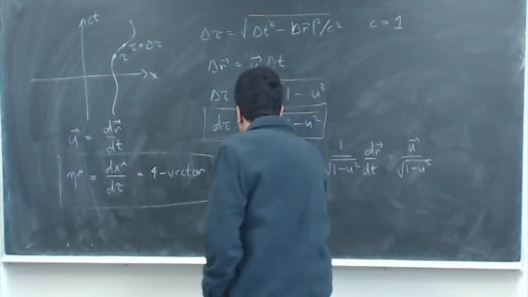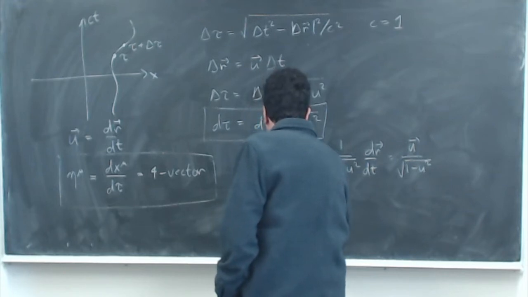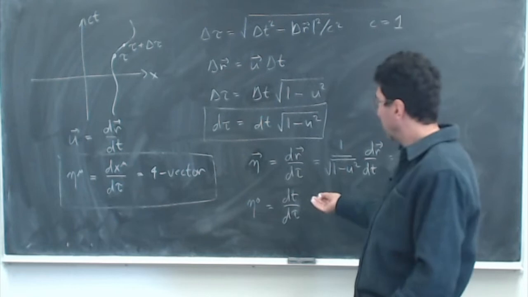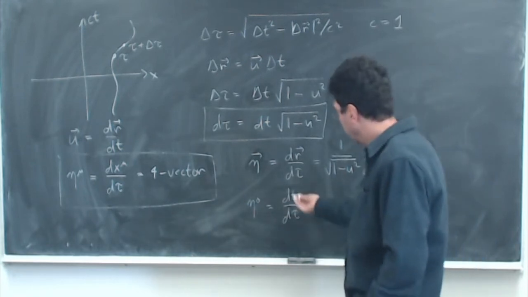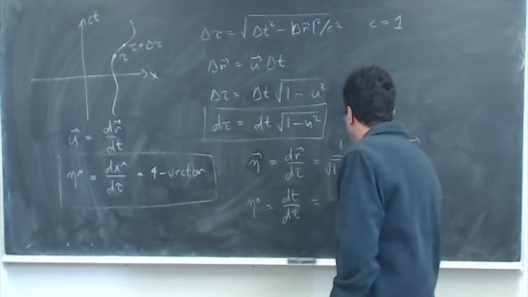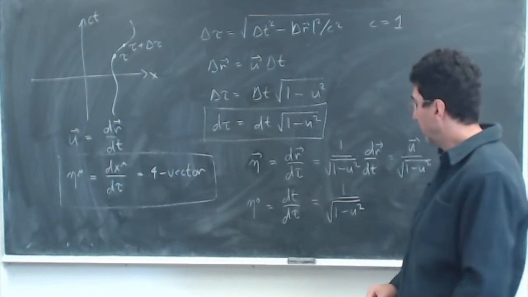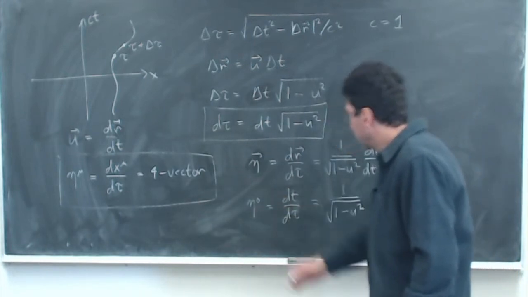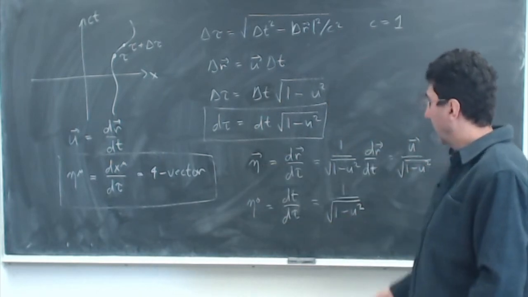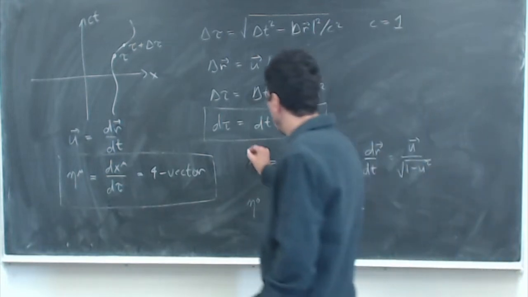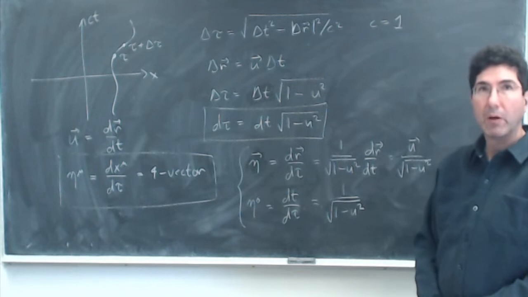And similarly, eta 0 is just dt d tau. Remember there's no c, c is equal to 1, so there's no ct or anything like this. I don't need to worry about that. And this thing is just 1 over square root 1 minus u squared. So we see that both the spatial components and the time component of eta are given, in terms of the 3-velocity, by these equations right here.